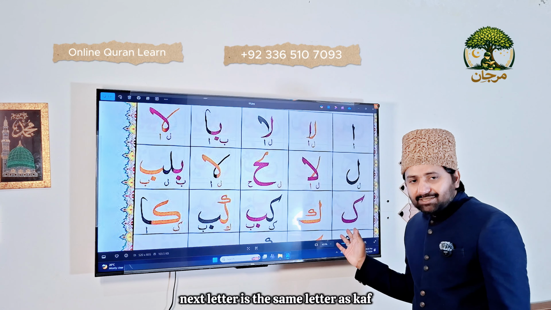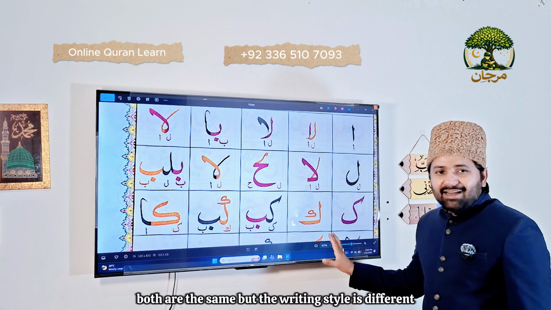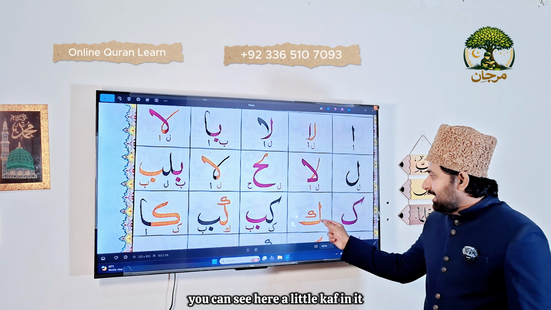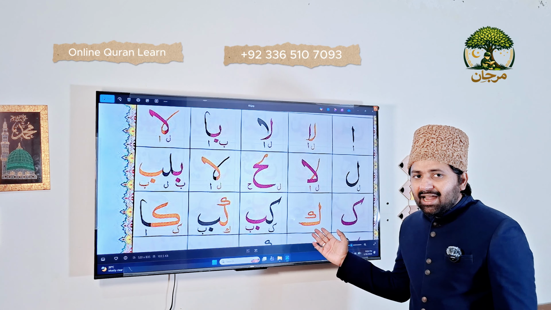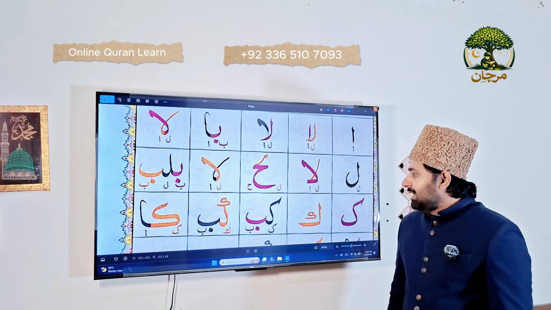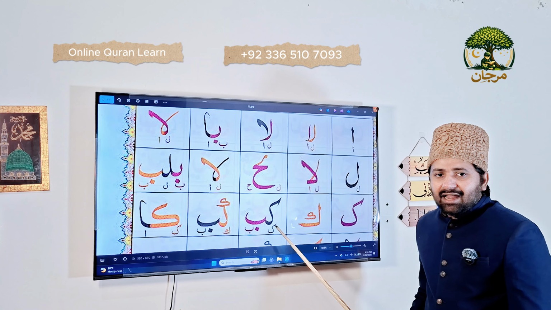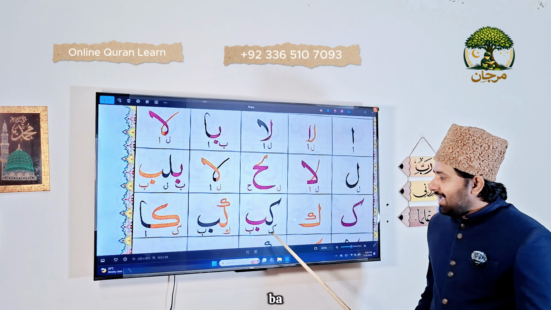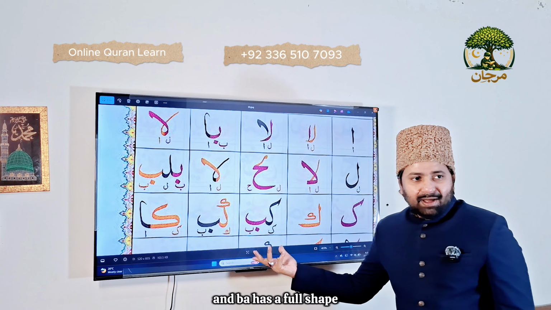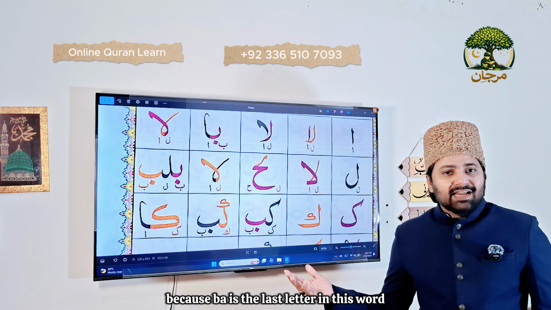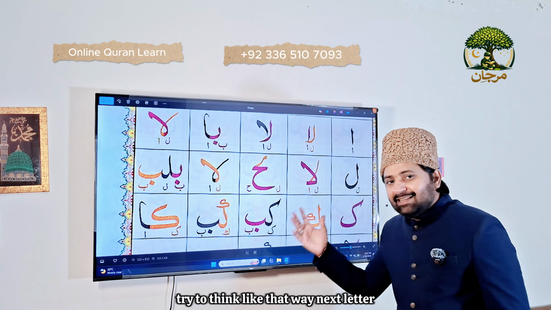The next letter is the same letter as kaf. Both are the same, but the writing style is different. You can see a little kaf in it. Let's read it. Kaf. The next letter is kaf, ba. You can see here the kaf now coming in half shape, and ba has a full shape because ba is the last letter in this word. Try to think that way.